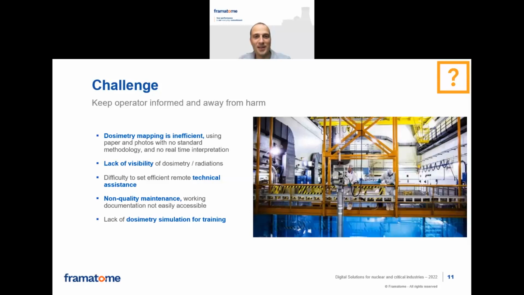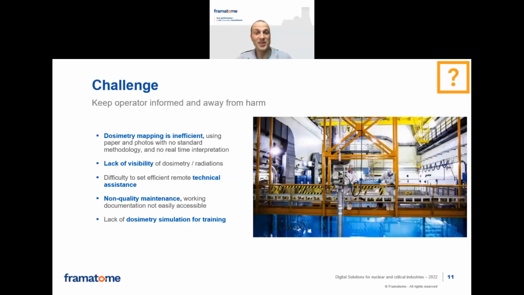As you know, Framatome performs maintenance inside nuclear power plants. We are used to working under a radioactive atmosphere. So the challenge for us is how to keep operators informed and away from harm. Today, there are several problems.